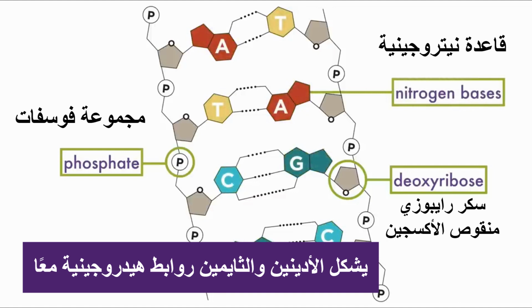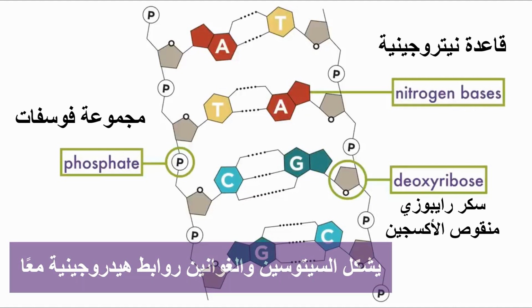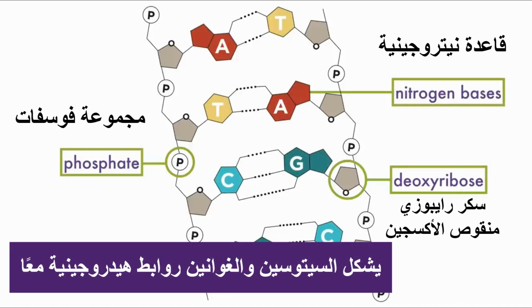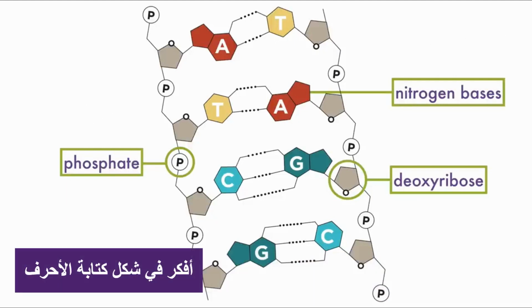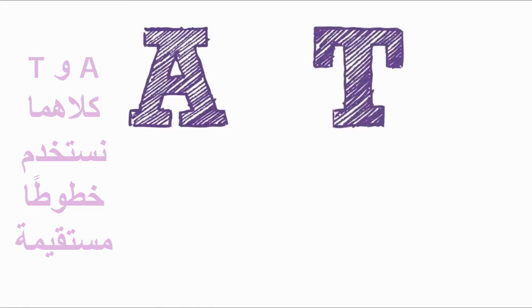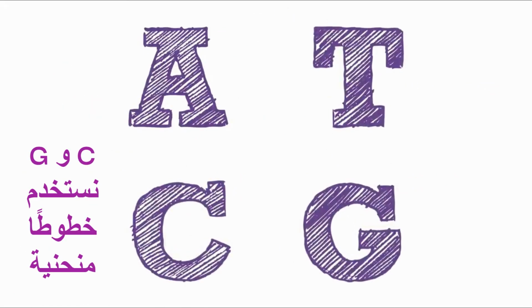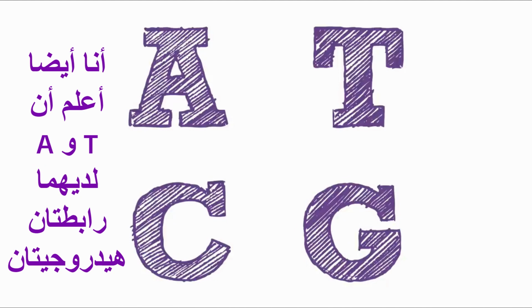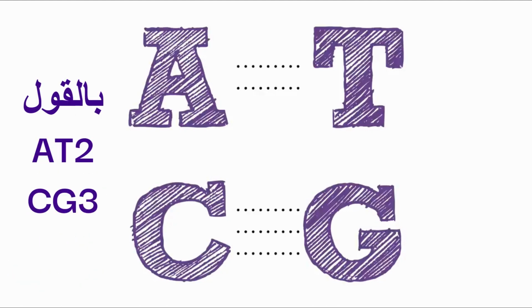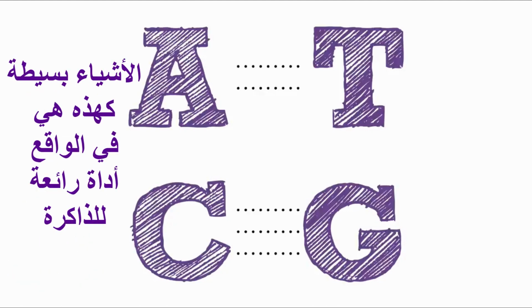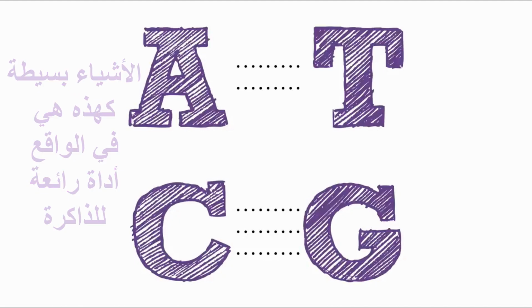Adenine and thymine form hydrogen bonds together. Cytosine and guanine form hydrogen bonds together. To help me remember which bases link together, I think of writing the letters. A and T both use straight lines. C and G use curved lines. I also know that A and T have 2 hydrogen bonds, but C and G have 3 hydrogen bonds by saying AT2, CG3. Silly things like this are actually a great memory tool.